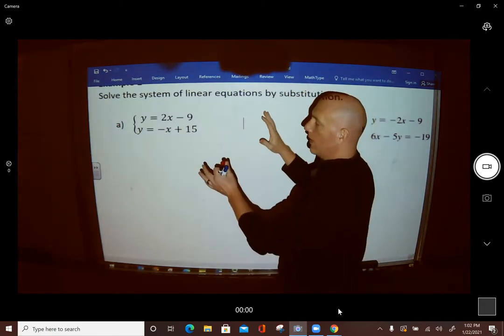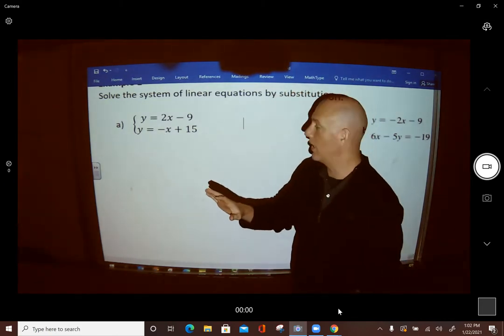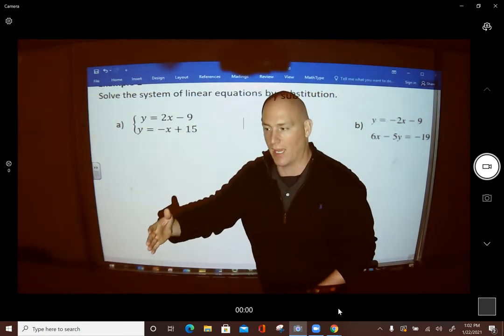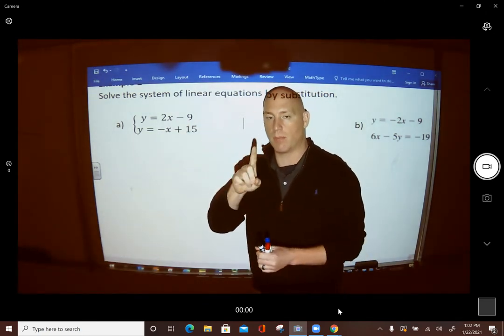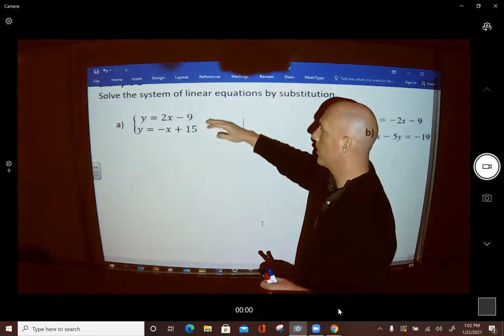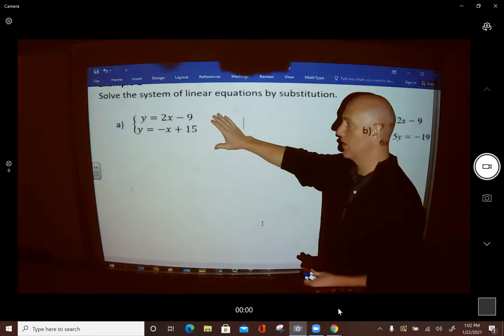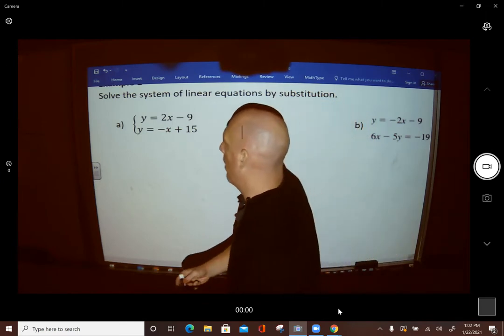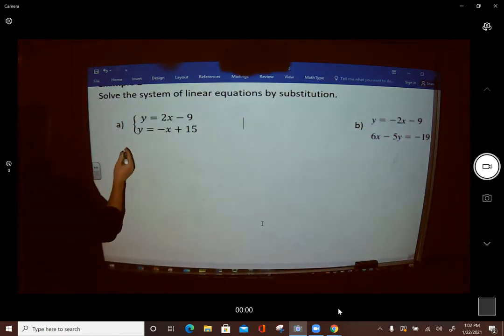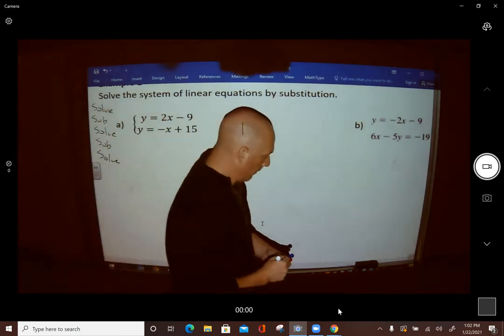So what we're going to attempt to do is substitute one of the variables out, and solve for one variable at a time. The method we're going to use is the substitution method of solving systems of equations. Now I break it down into 5 steps. I call it solve, sub, solve, sub, solve. You've got to say it 5 times over.